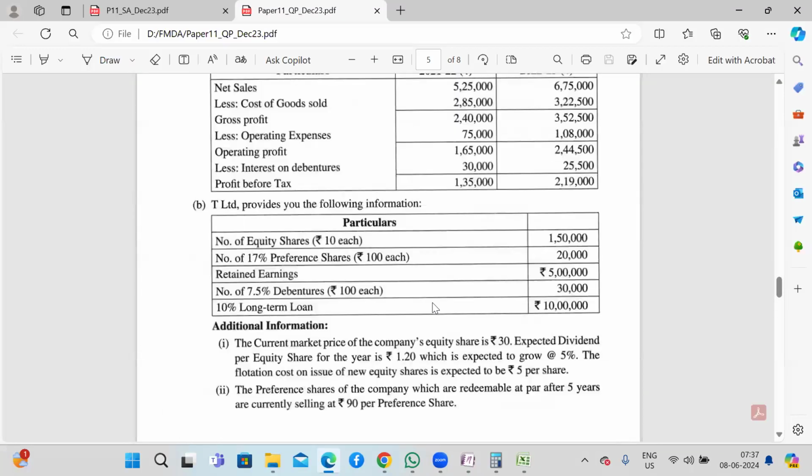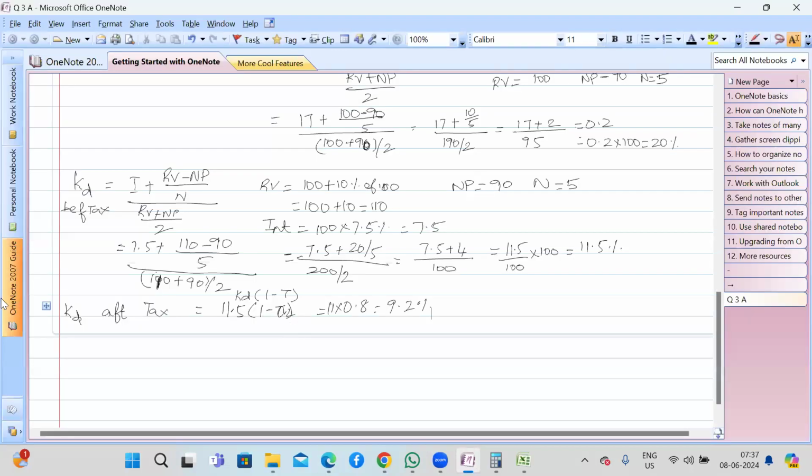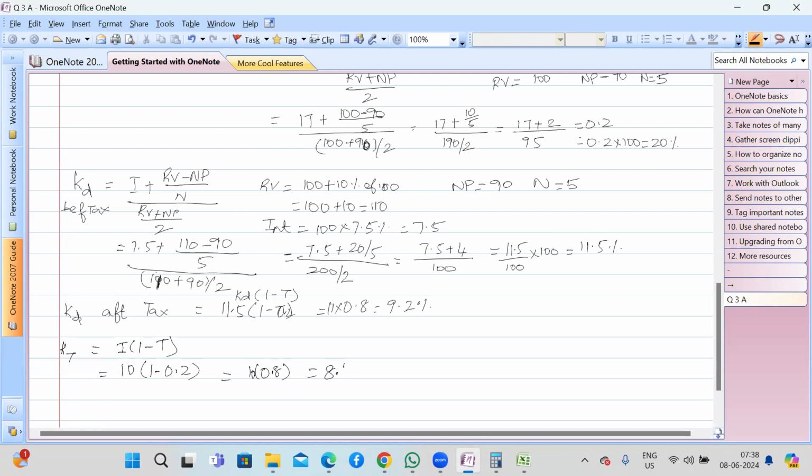Then what we have is the long-term loan. So the 10% long-term loan we need to calculate. So KT, that is the long-term loan. It is simple. We don't have a redemption value, nothing, market value. So it is a simple calculation: interest rate into (1 minus T). What is the interest rate? 10% here. Tax rate is 0.2. So I will be getting 10 into 0.8, so I will be getting 8%. So straight away we can calculate. For the cost of retained earnings, it is assumed to be the same as equity.